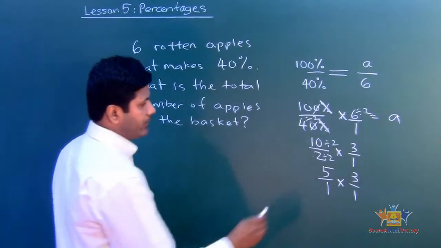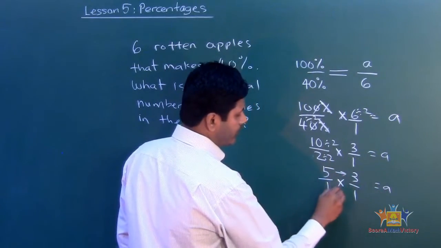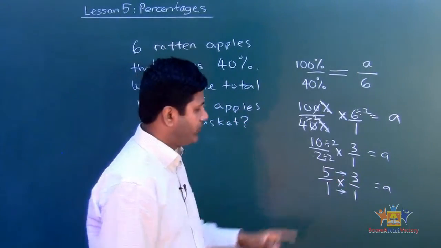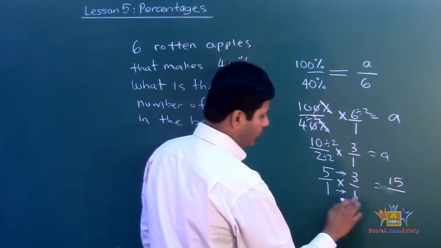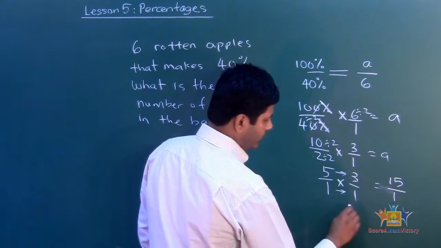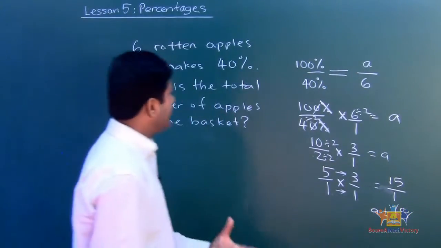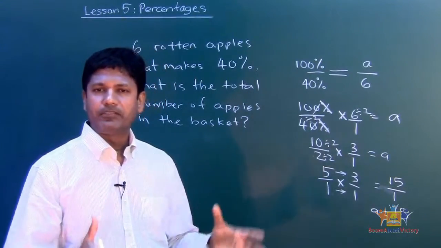See that? Now all these are equal to A. And I'm going to use the double arrow method. 5 times 3 is 15. Okay? So that's giving me 15 over 1 times 1 is 1. So A equals 15. That means there are 15 apples. There were 15 apples in the basket.